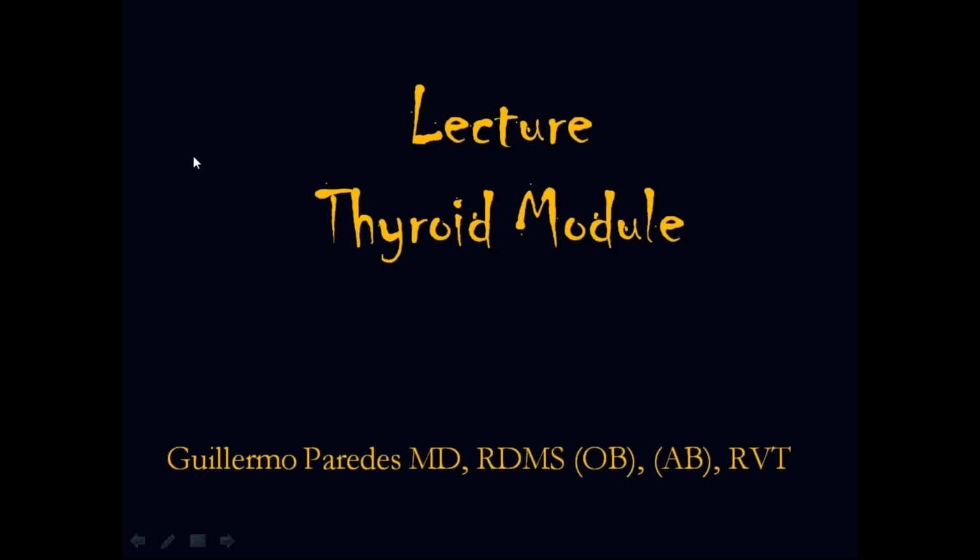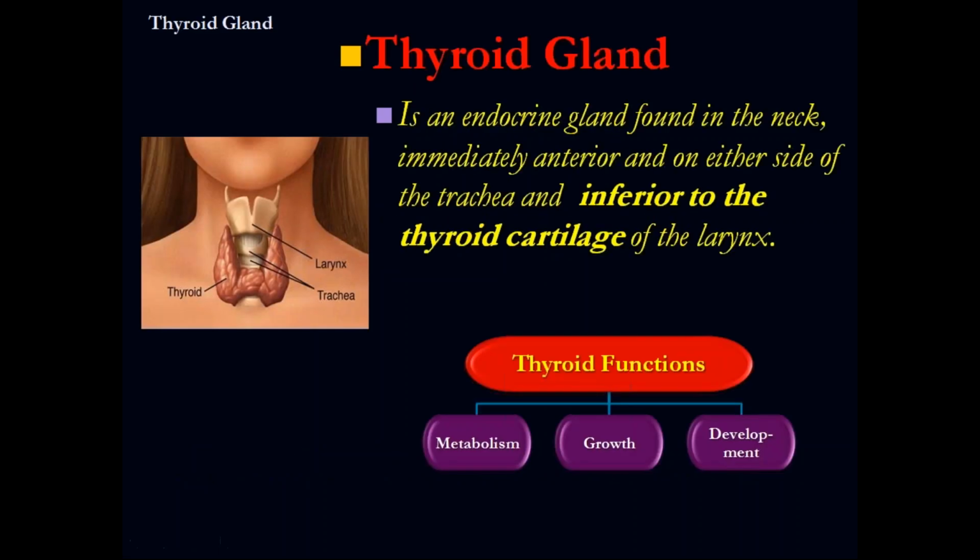So our first topic will be about the thyroid gland. Talking about the thyroid gland, we already know the anatomy and the physiology. Just to refresh a little bit, the thyroid gland produces T3 and T4. T4 is called thyroxine, and it produces calcitonin too.